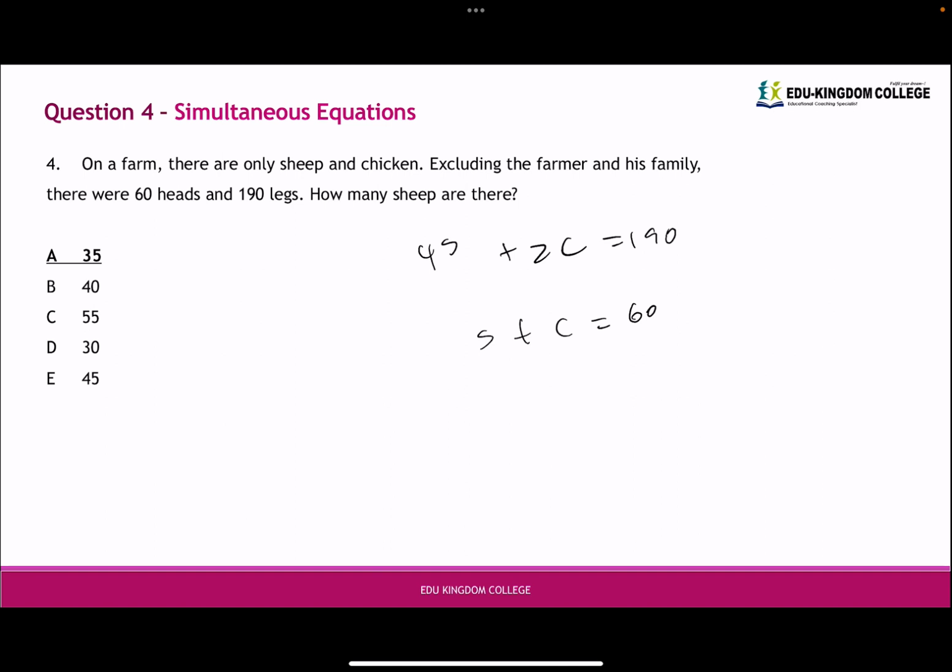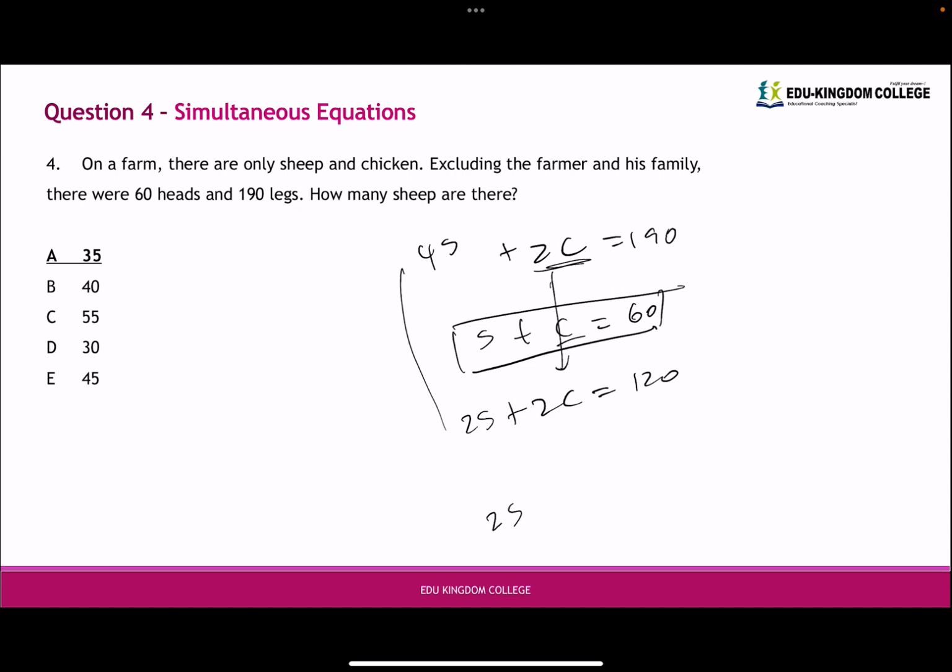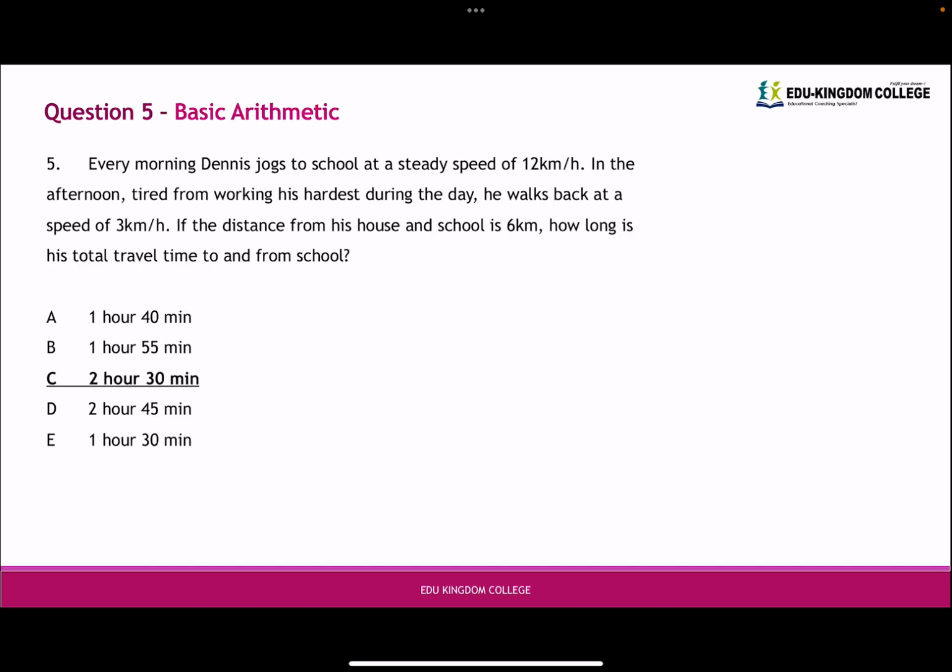Now we are going to use simultaneous equations here. Multiply this by 2. I'm going to get rid of this 2c on both sides. So 2s plus 2c equals 120. Subtract these 2 gives you 2s. Subtract these 2 gives you 0. Subtract these 2 equals 70. So s equals 35. So we have 35 sheep. Does that answer the question? Yes, it does.